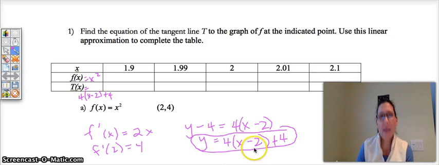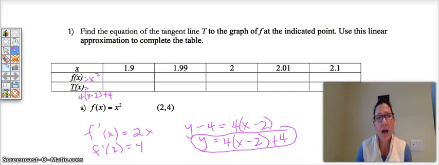So what I need you to do now is go ahead and substitute in those values. You're going to find out what f of 1.9 is. So you're going to do 1.9 squared, then 1.99 squared, 2, and so forth. And then for your tangent line, you're going to take those same values. So you're going to put 1.9 in for x and solve for whatever y is, and then correspondingly go there. I'm going to do it simultaneously, and I will fill out the tables, and I will meet you back.